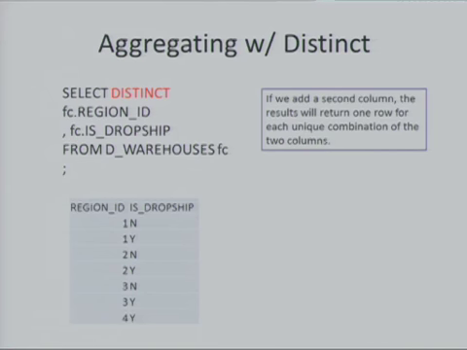So 1 in, 1 yes, 2 in, 2 yes, etc. And if you had 3 columns, it's the distinct combination of all 3 columns. You'll notice the distinct only goes once at the very start of the select clause. You don't need it on every single row.